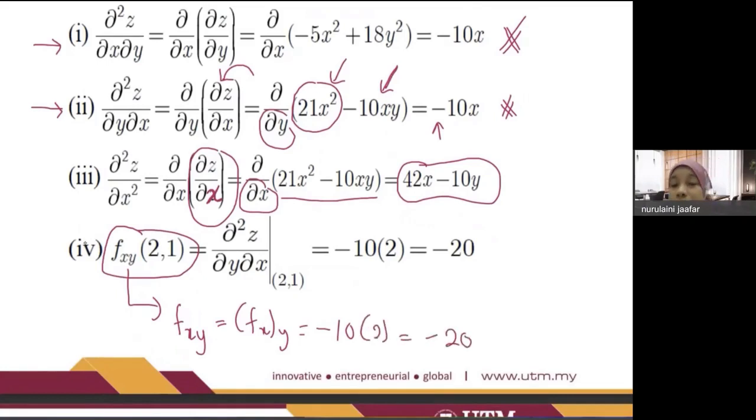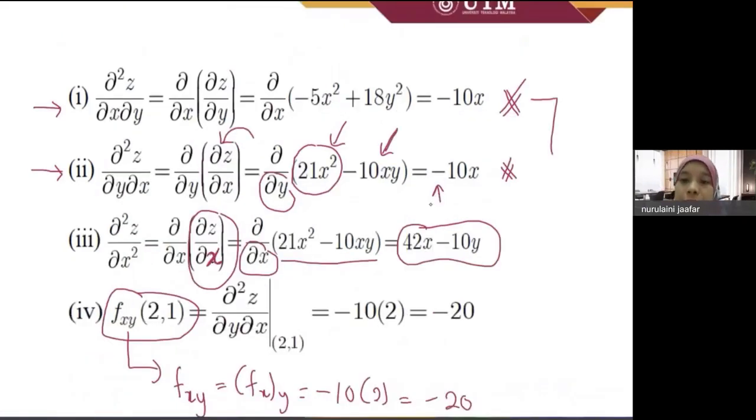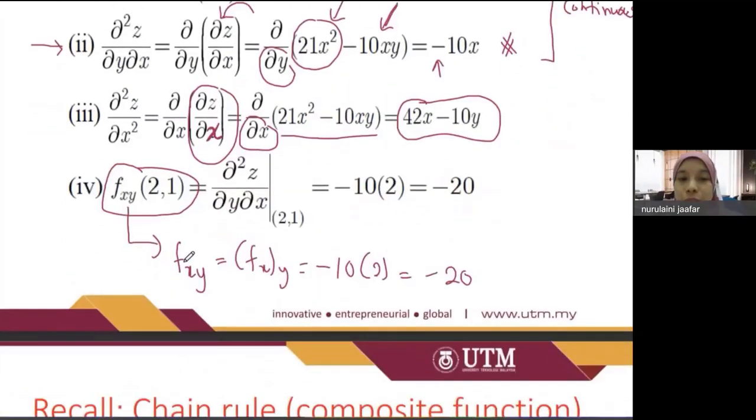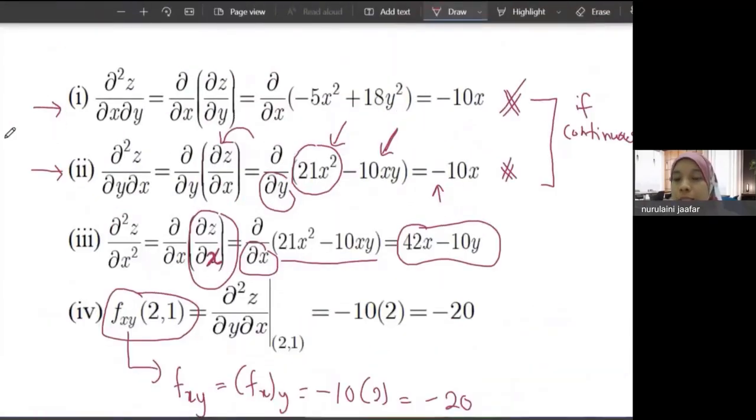So it depends on the question. But class, sometimes from the theorem, if these are continuous, you see they are the same, right? Negative 10x, negative 10x. This is if continuous. Sometimes it's not the same, so be careful, because they are not continuous. If continuous, same. But you have to be careful if the question asks you to find fxy. You have to use the correct one. The correct one is number 2.